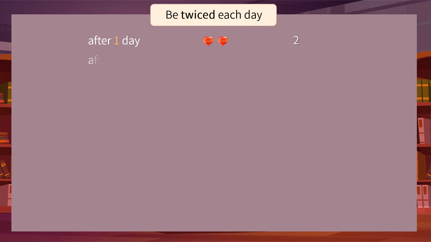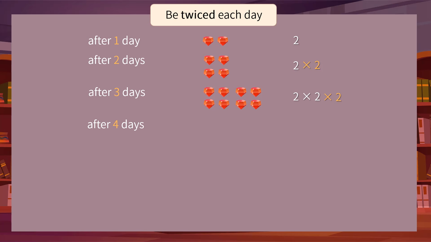2 days later, Ursula had 4 carats of ruby. It can be written as 2 times 2. 3 days later, Ursula had 8 carats of ruby. It can be written as 2 times 2 times 2. 4 days later, there were 16 carats of ruby. It can be written as 2 times 2 times 2 times 2.